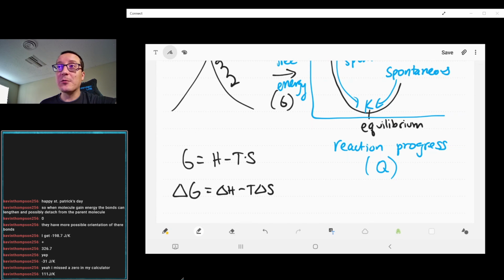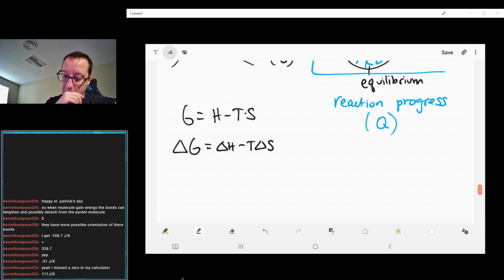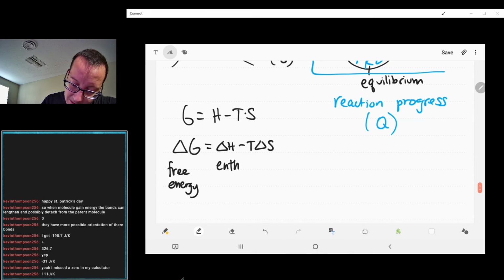So this is that reaction that I had introduced yesterday, where we can see we have the free energy, we have the enthalpy term, and then the entropy term, and then of course the temperature in Kelvin.